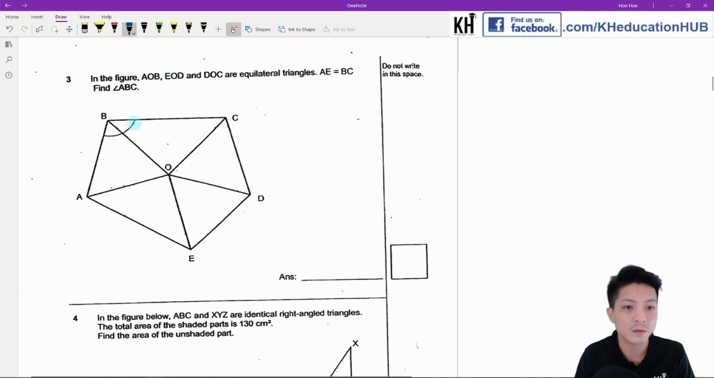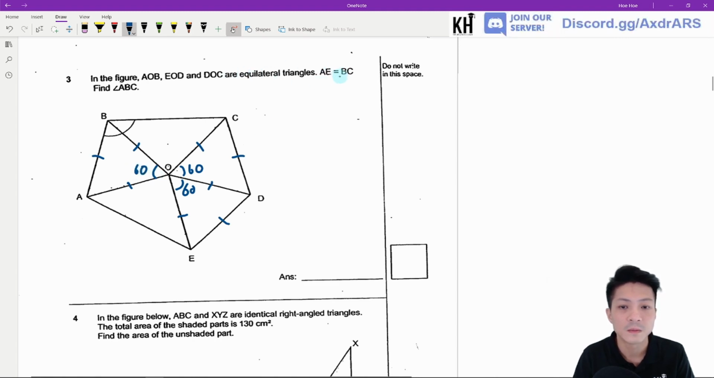Okay, so AOB is an equilateral triangle. EOD and DOC are equilateral triangles. Which means that this is 60, 60, and this is 60. AE is equal to BC.